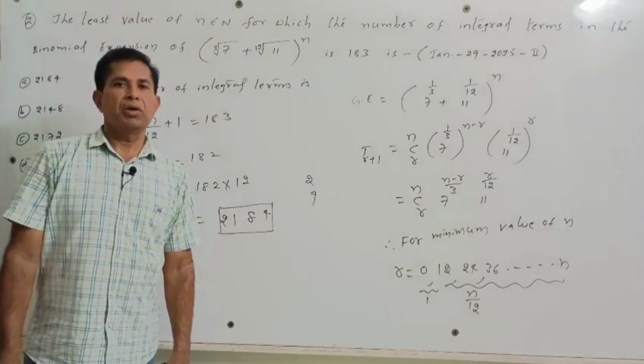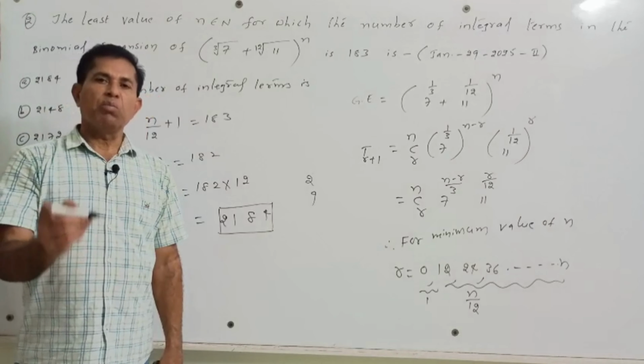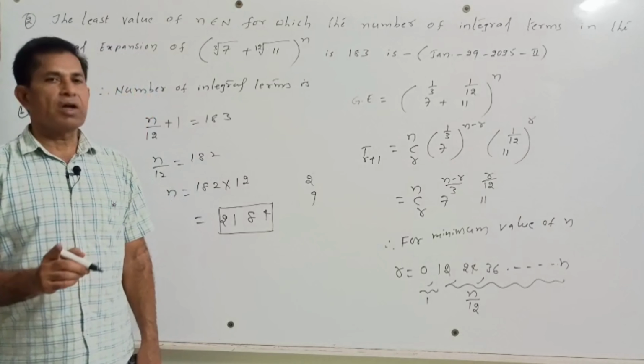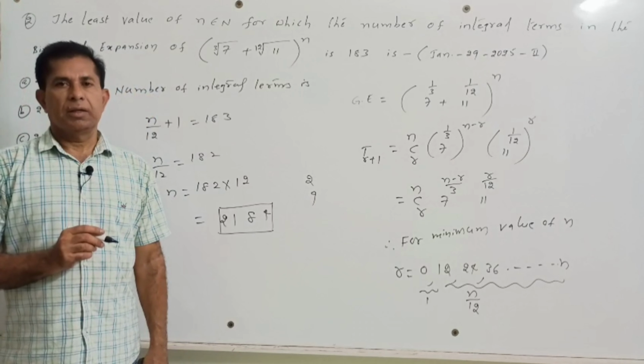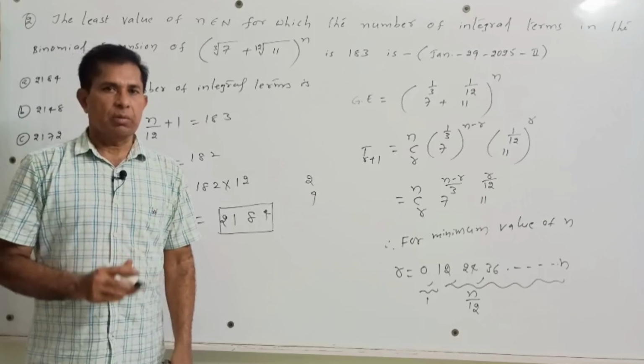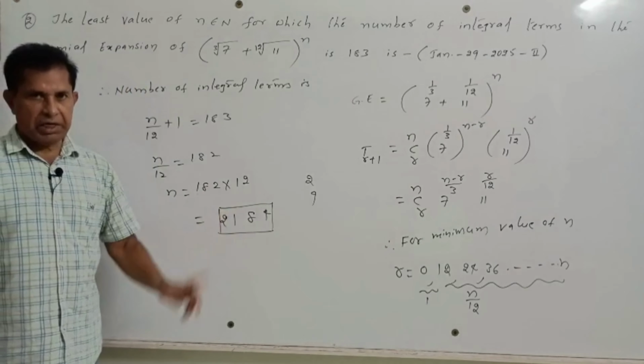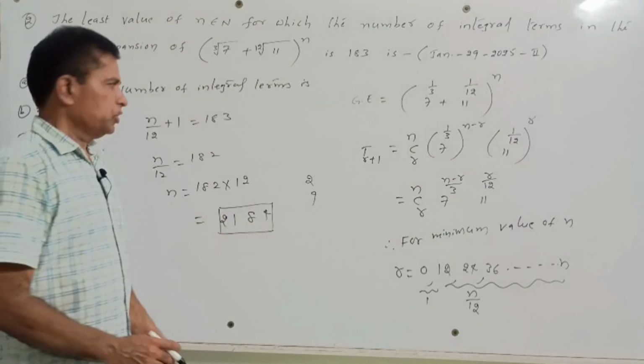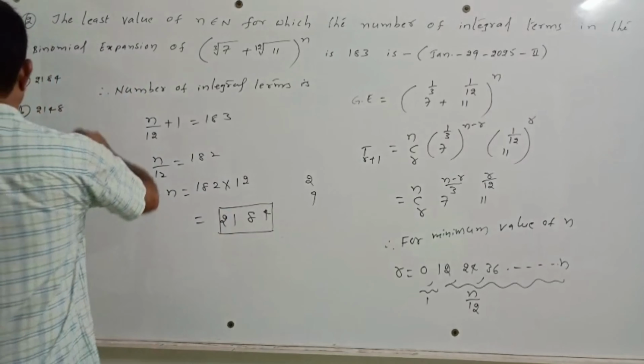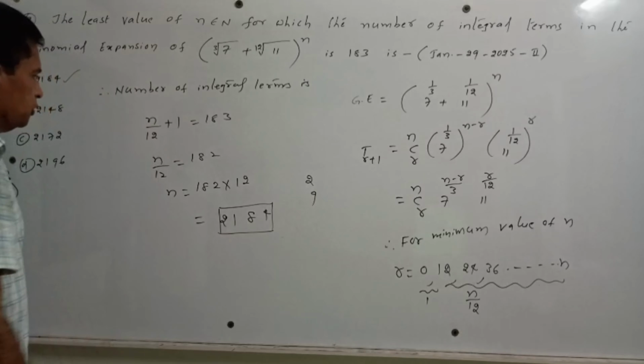So in the above binomial expansion, if the number of integral terms is 183, the minimum exponent of the binomial expression will become 2184. See which option is the correct option. Option A is the correct option.